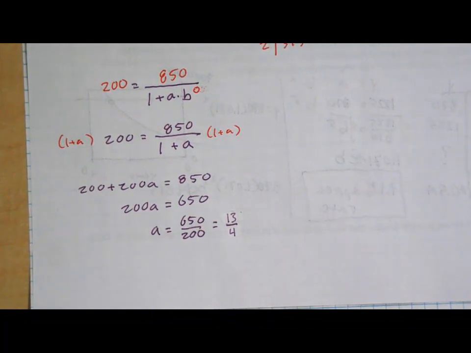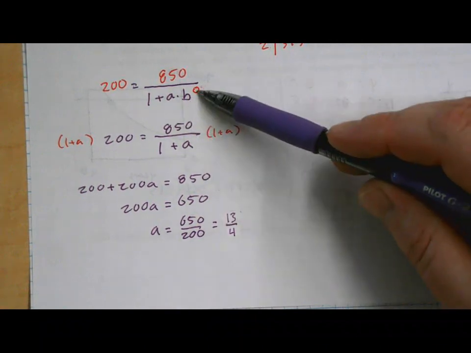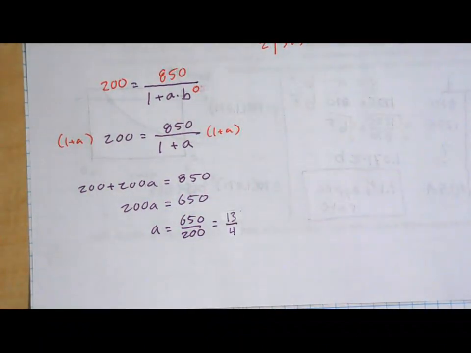Why are we what? Anything to the 0 power is equal to 1. Yep, except for 0. B is not going to be 0.